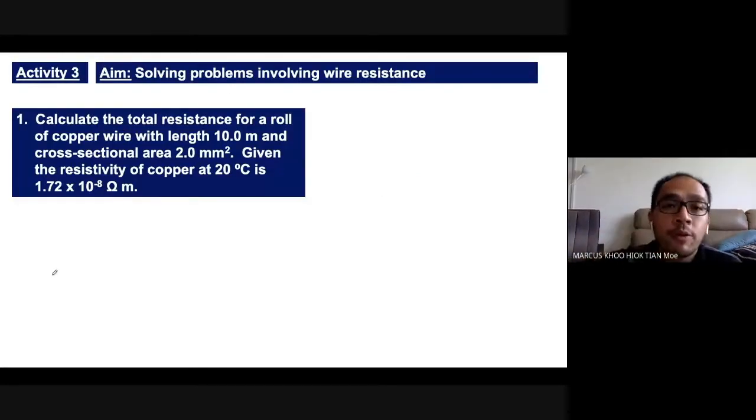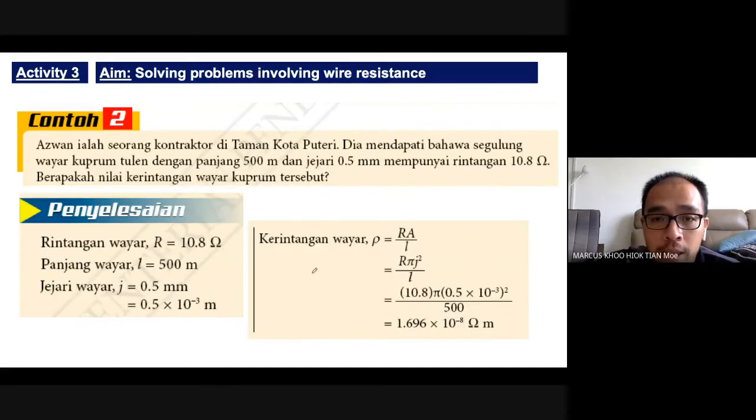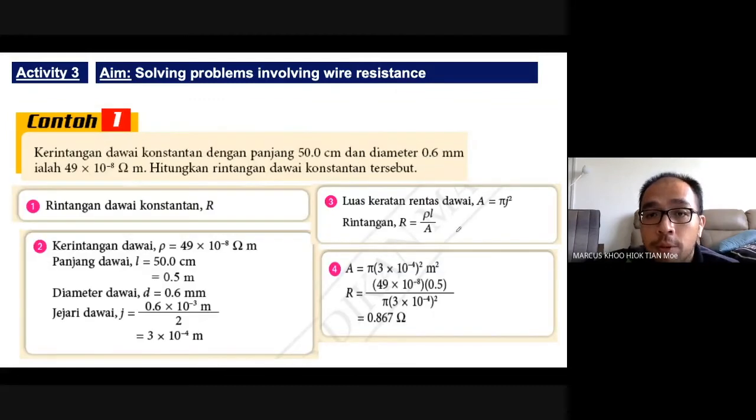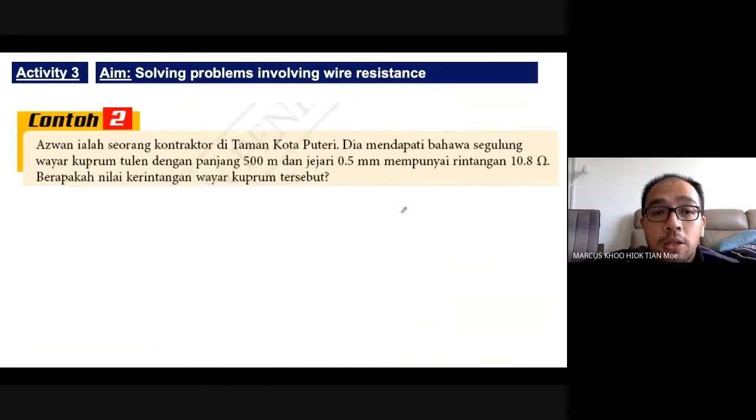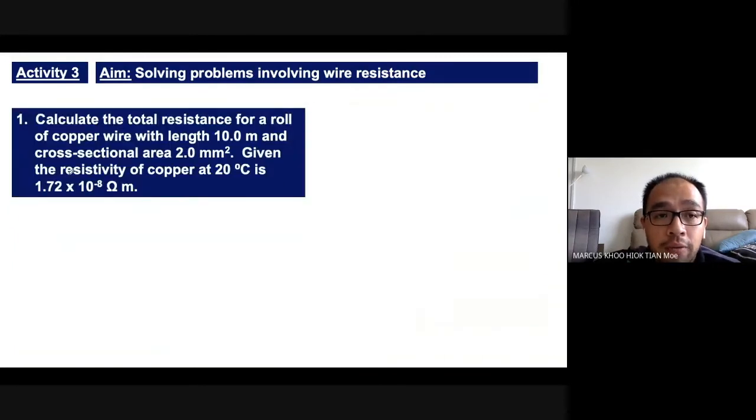Okay, solving problems involving wire resistance. So we have to calculate the total resistance for a roll of copper wire with length of 10 meters. Just to remind you, this is the formula for resistance. Okay, R equals rho L over A, length over cross-sectional area. The rho over here is not density, okay, people, it is resistivity. So in this question, we are given the resistivity of copper at 20 degrees Celsius is 1.72 times 10 to the power of negative 8.